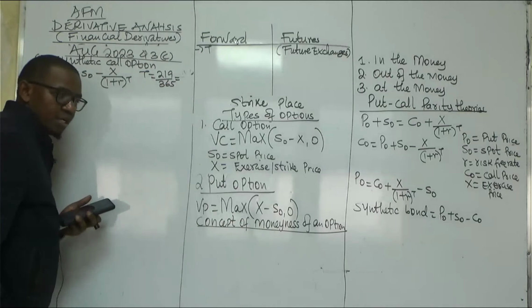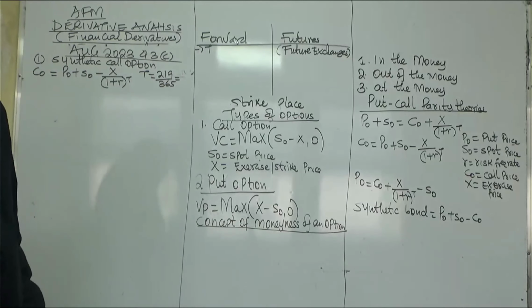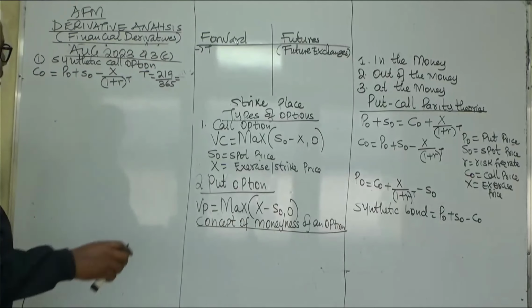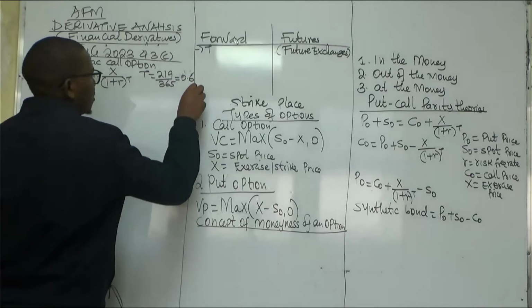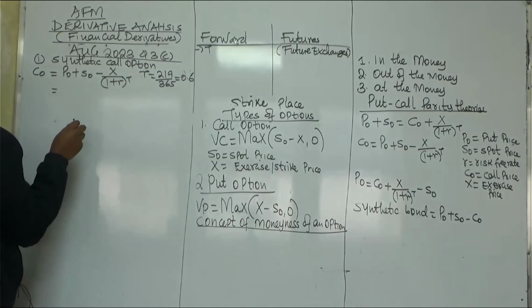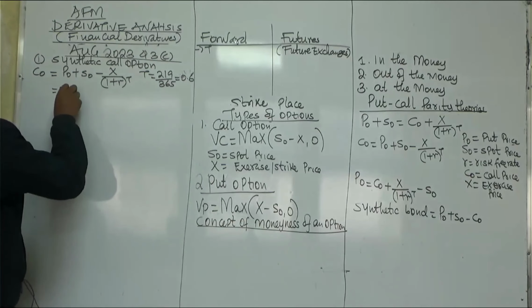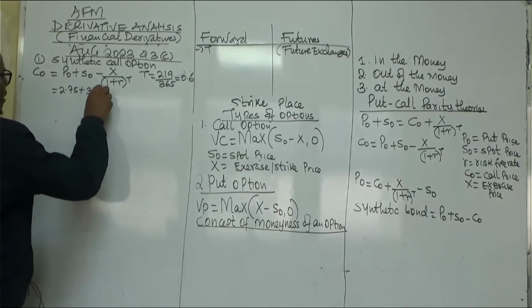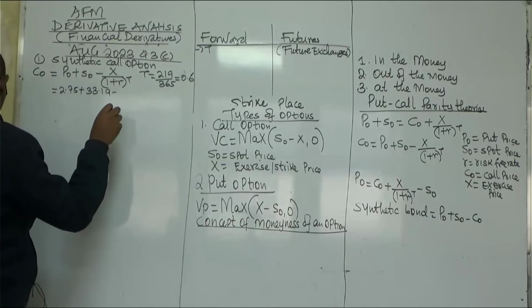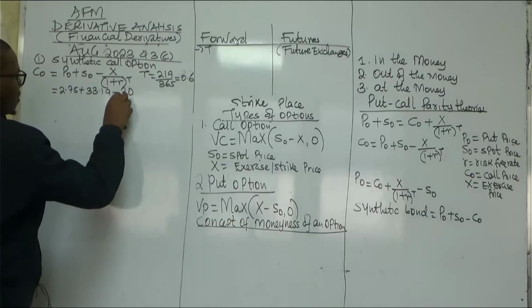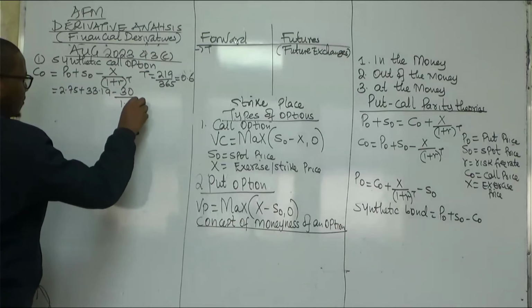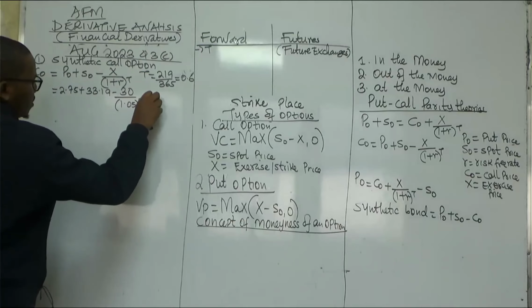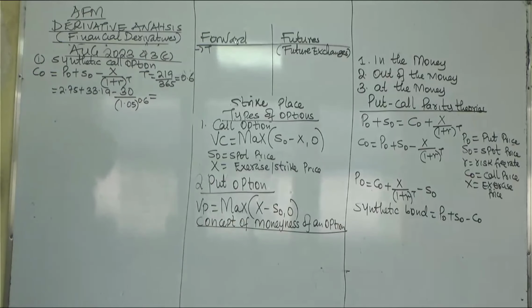In 4 decimal places, how much is it giving you? 219 divided by 365, I'm getting 0.6. And therefore, the put price was of how much? The spot price, the current stock price, is 33.19. You'll have the exercise price, which is 1.05 to the power 0.6. What will be the put price?